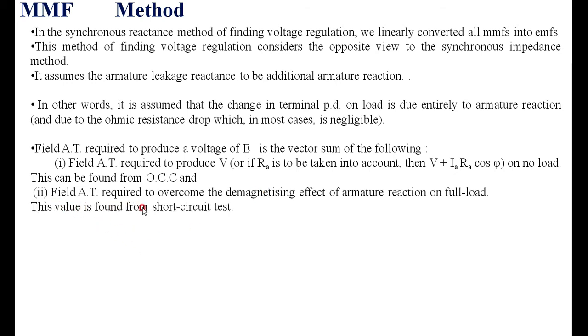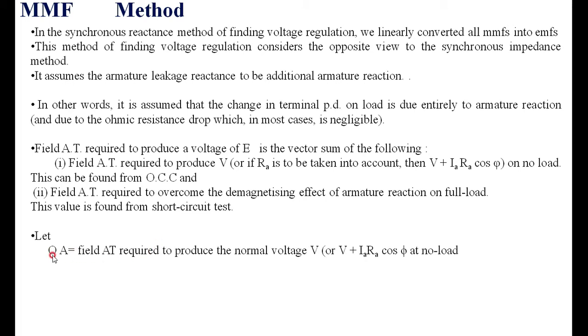This value is found from the short circuit test. The first one we get from the open circuit characteristics, and the second, IF2, we get from the short circuit characteristics. Corresponding to V plus IRA cos phi, you mark on the open circuit characteristics and get IF1. Corresponding to full load current, you project on the short circuit characteristics. Then you find the corresponding value of the field current, that is IF2.